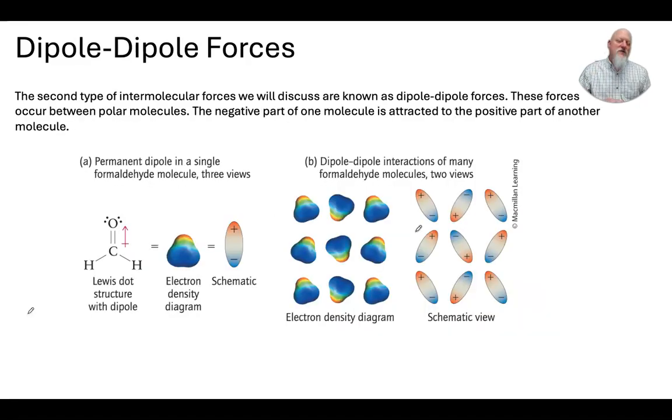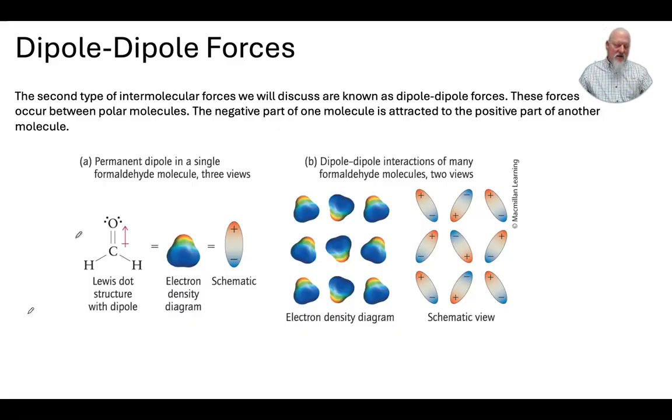Okay. Our second force is dipole-dipole forces. So if we have two polar molecules, the molecules are attracted to each other because one end of the molecule is positive and one end of the molecule is negative. So the positive end of one attracts the negative end of the other, and so on.